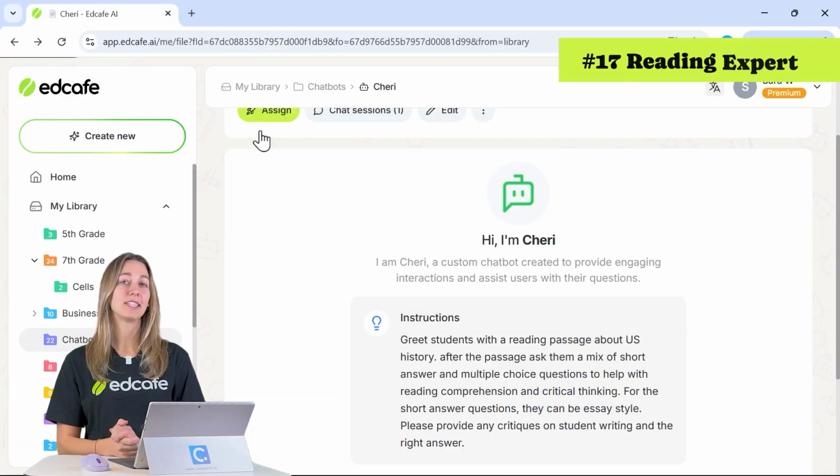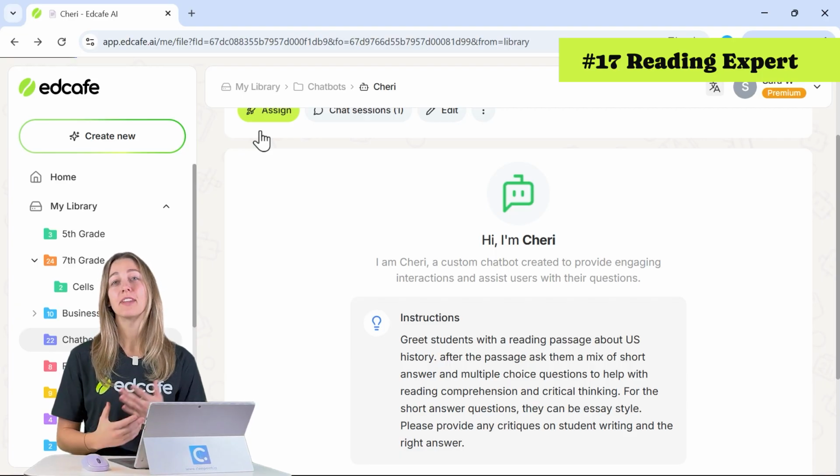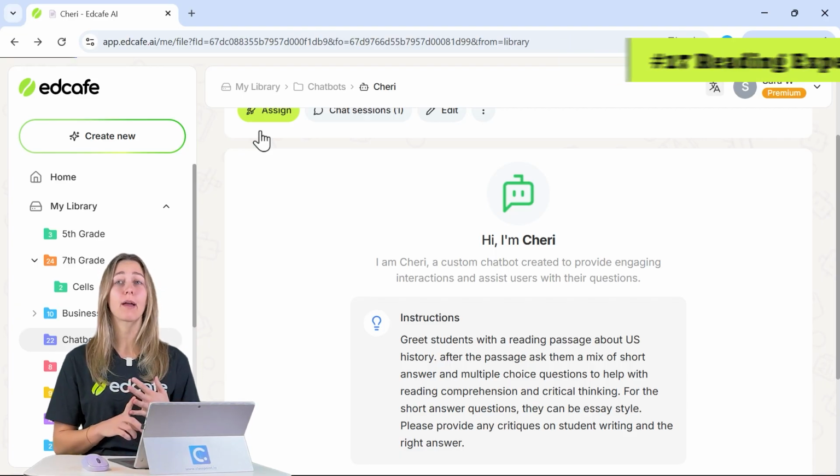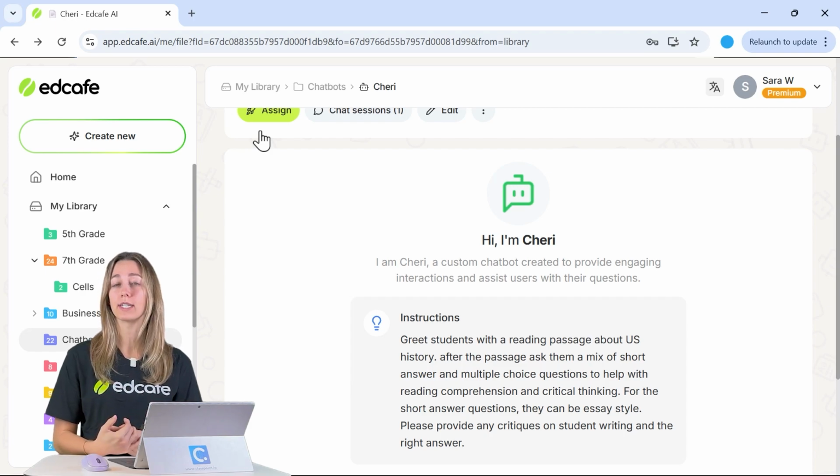And lastly, number 17, we have a reading bot. This helps students explore phonics, vocab, and comprehension through some interactive storytelling, or just by analyzing a passage and getting some information based off of that. So this helps with their reading comprehension skills.